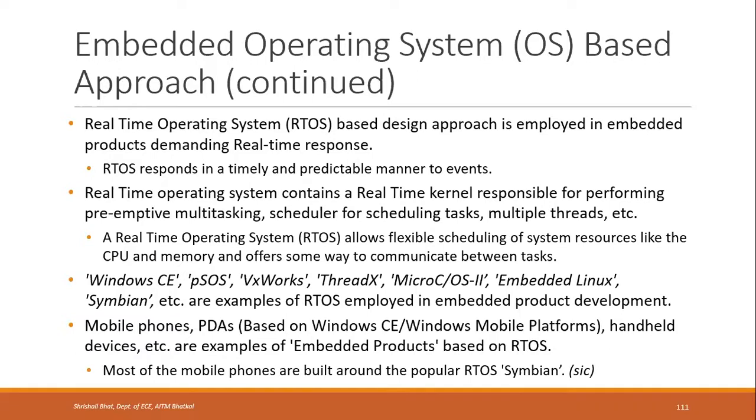ThreadX, Micro C/OS-II, embedded Linux, and Symbian, the operating system which was used in Nokia phones, if you remember. These are all examples of real-time operating systems used in embedded product development. Examples are mobile phones and PDAs based on Windows CE or Windows Mobile platforms. Handheld devices are examples of embedded products based on RTOS. Most of the mobile phones were built around the popular RTOS Symbian. This was prior to the advent of Android or the later operating systems.